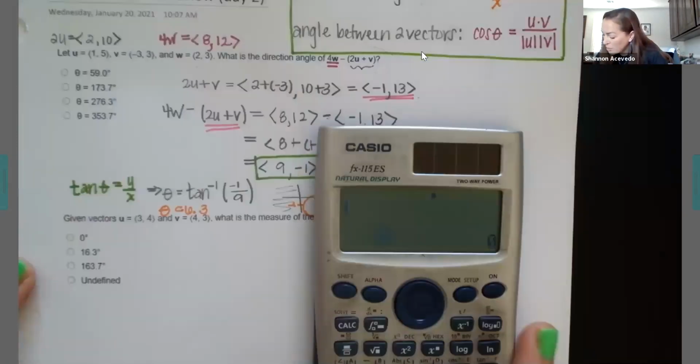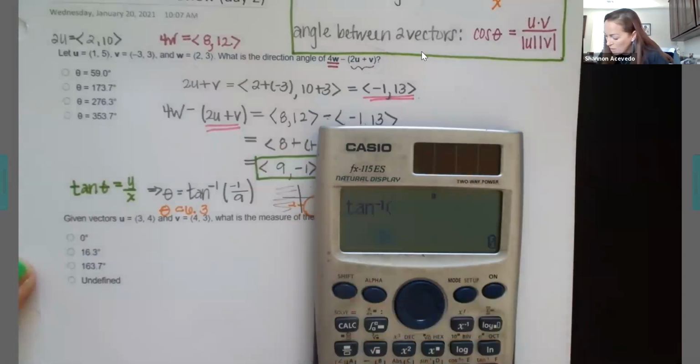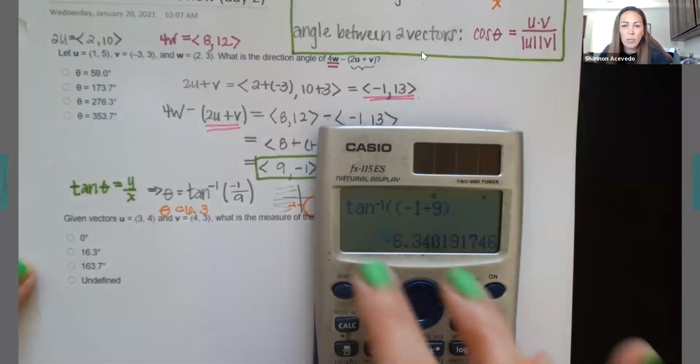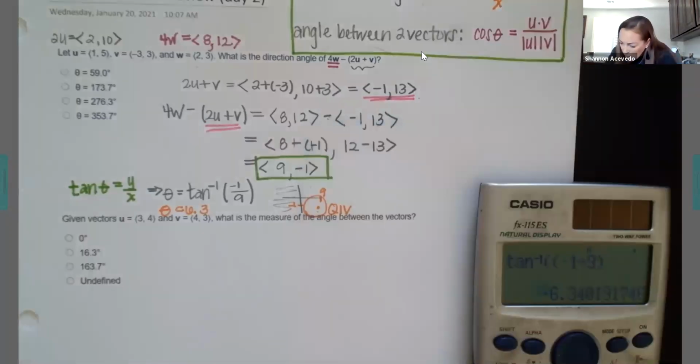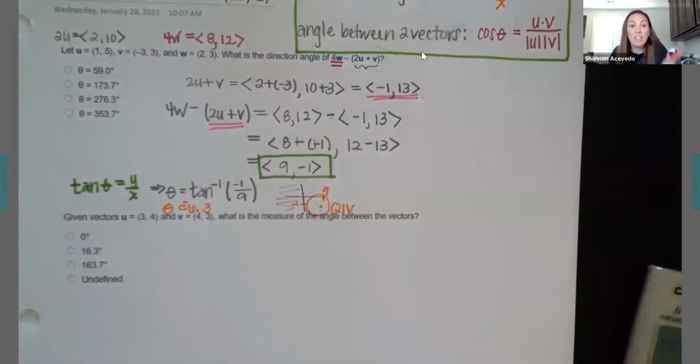Let me double check that that is correct, because I can't read my own writing. So I'm going to do tangent inverse, and I'm going to do -1 divided by 9, and I get -6.3. Okay, perfect. Oops, I said negative, but I didn't write it. So -6.3. That is correct. There's nothing wrong with that answer, except for it doesn't match with any of my answer choices, right? Well, that's because they're using a value between 0 and 360.